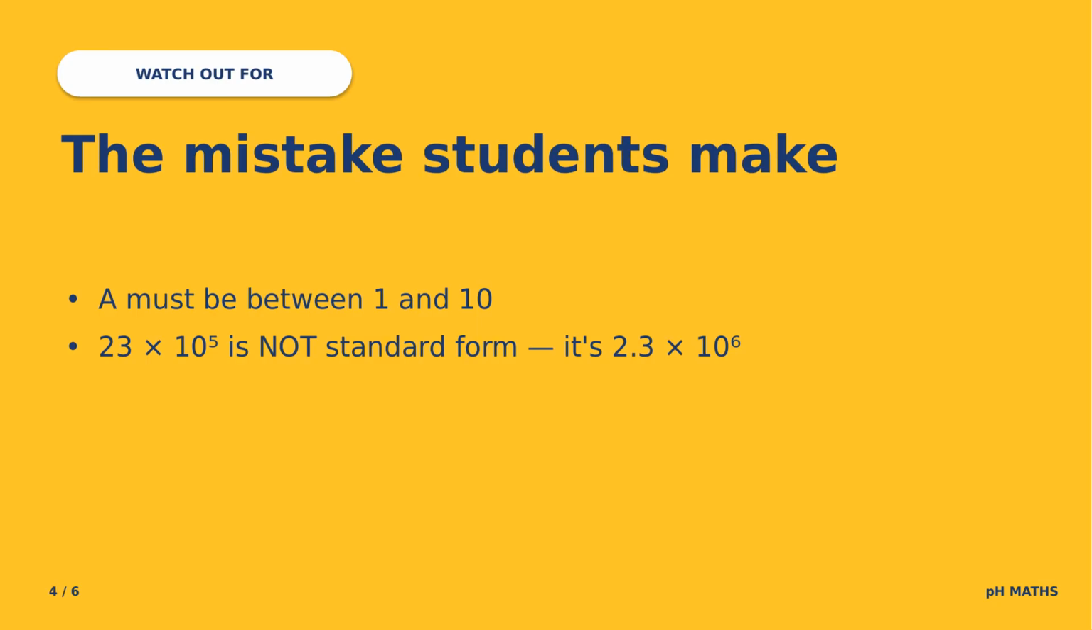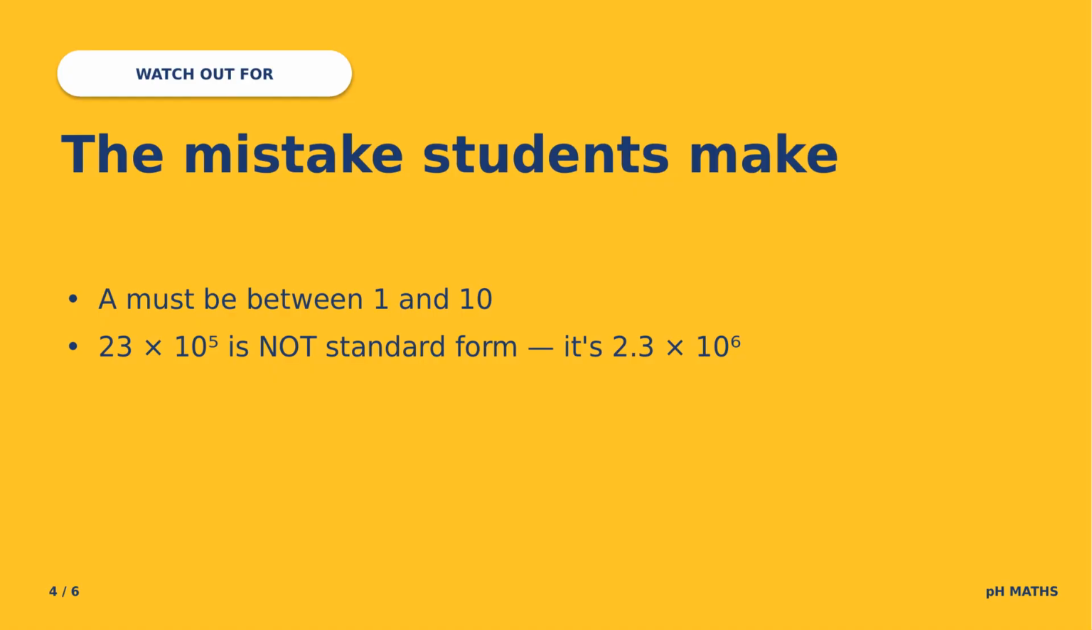A common slip, A must be between 1 and 10. So 23 times 10 to the fifth is not standard form. The A value is 23, which is bigger than 10. Slide the decimal one more place. 2.3 times 10 to the sixth. Now you're in standard form.